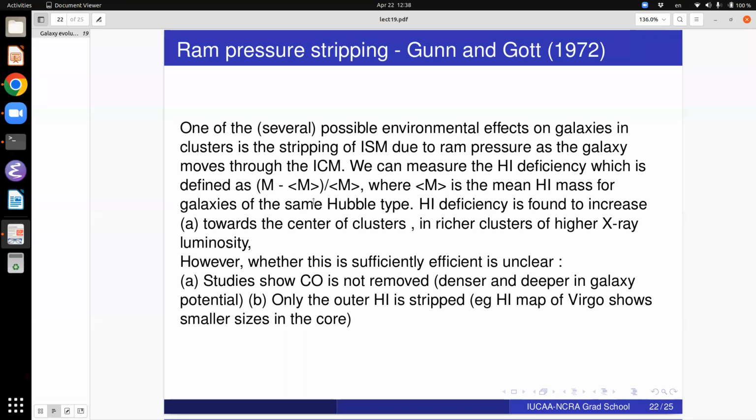Right. And also only the outer HI is stripped. So if you look at HI maps of galaxies in the Virgo cluster, you'll find that galaxies near the center have very small HI cores. HI is there only near the center. And as you go further out, the HI is more distributed. So again, this is a manifestation of the deeper potential near the center. HI from the outer regions can be pulled out more easily, and that is what is happening.